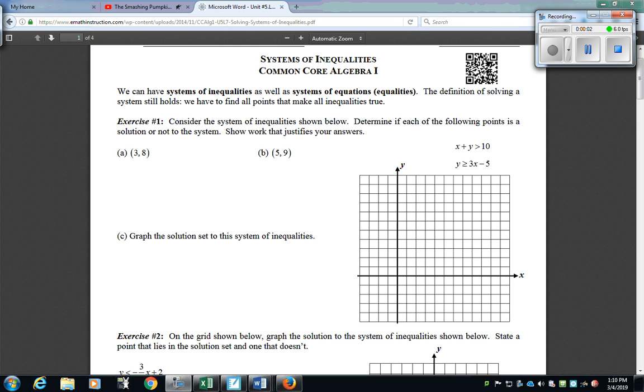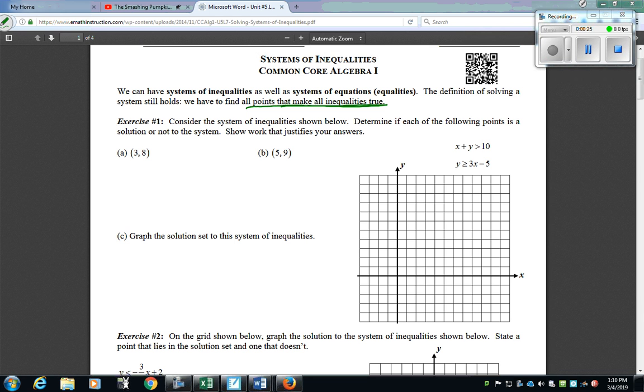We're going to focus today on how to solve systems of inequalities, and they're similar to systems of equations. Really the main goal is to find any and all points that make the equation or inequality true. So in the case of inequalities, there can be more than one coordinate that can do that.